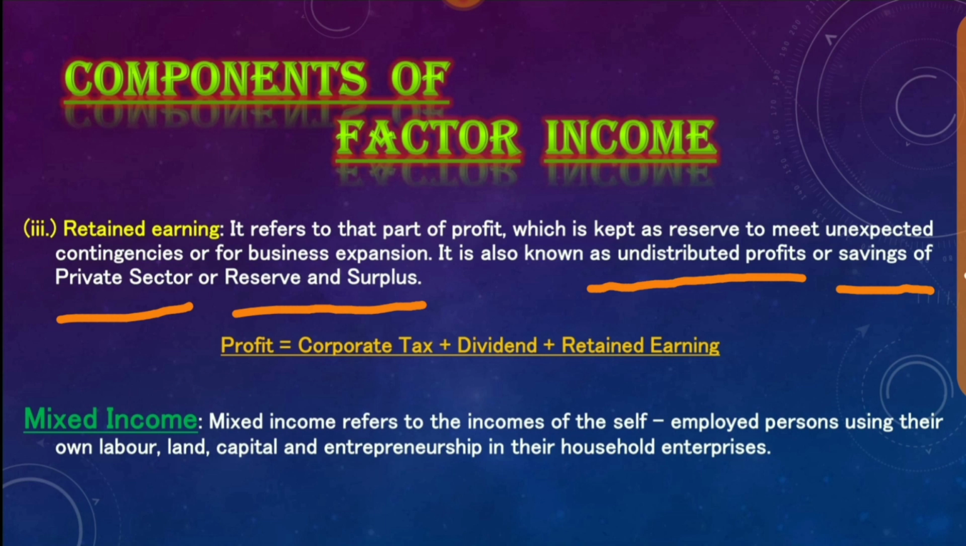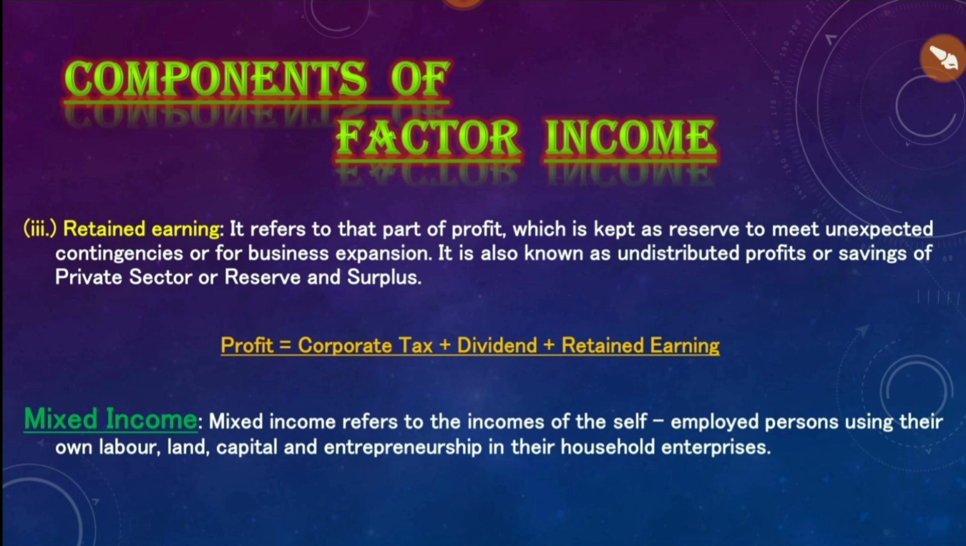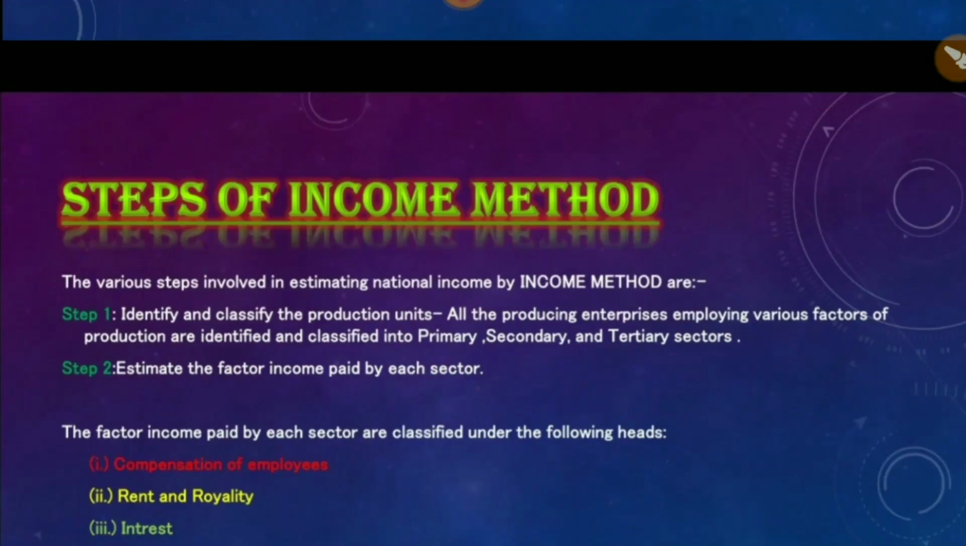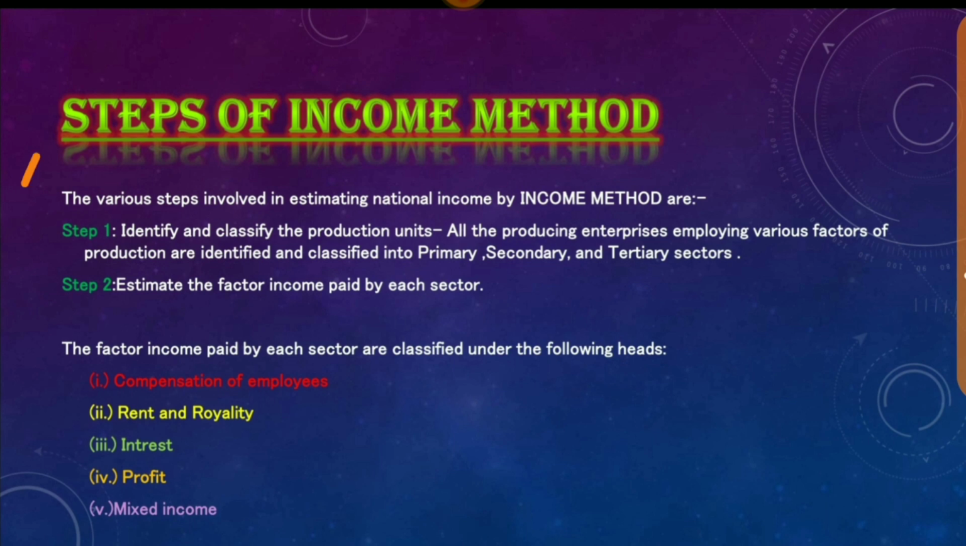And the third and last component of factor income is mixed income. Mixed income refers to the income of self-employed persons using their own labor, land, capital and entrepreneurship in their household enterprises. Students, this income is a mixture of wages, rent, interest and profit. That is why it is called mixed income. And now we will talk about the steps of the income method.